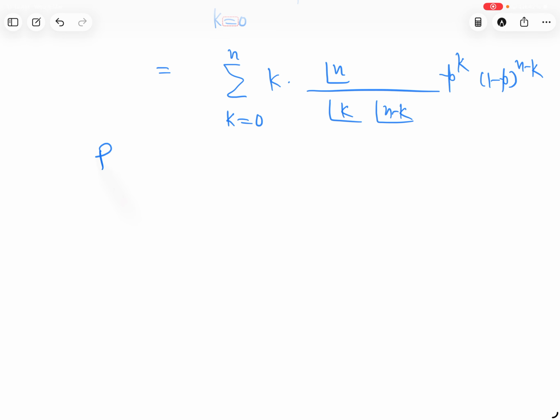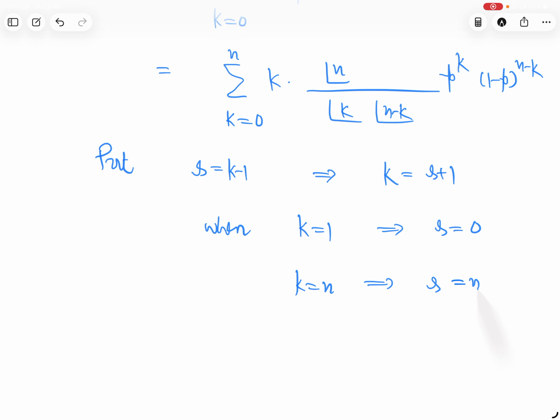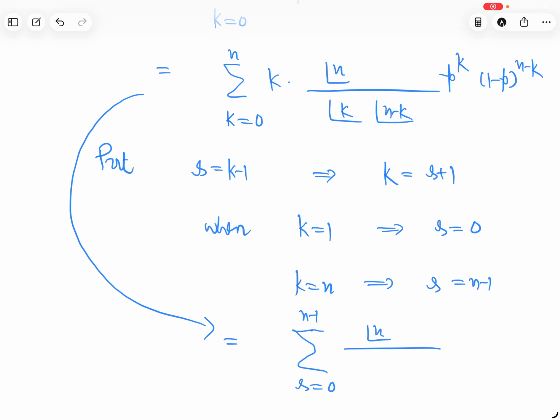So put s equal to k minus 1. This implies k is equal to s plus 1. When k is equal to 1, s is equal to 0, and when k is equal to n, s is equal to n minus 1. So I am changing this summation in terms of s: s goes from 0 to n minus 1, n factorial upon (s plus 1).